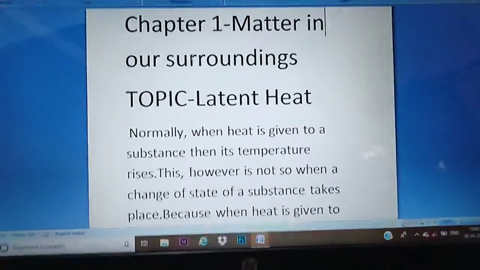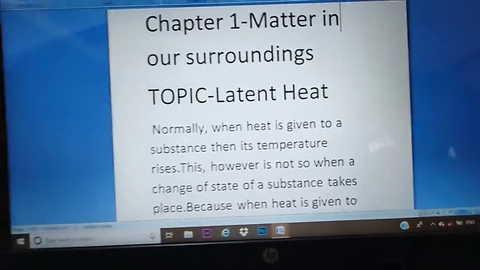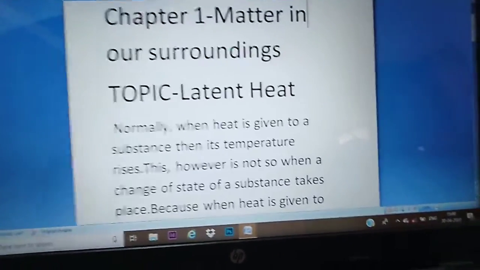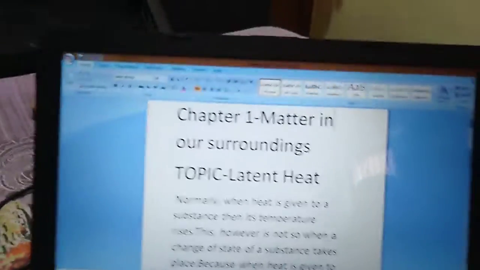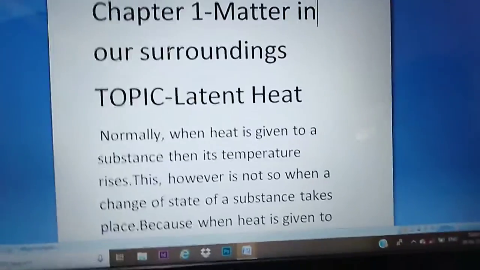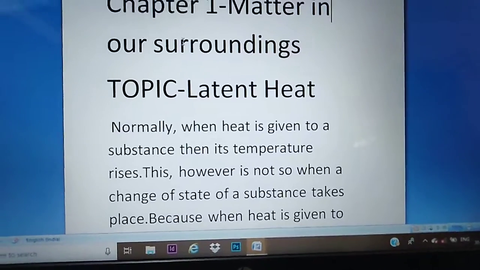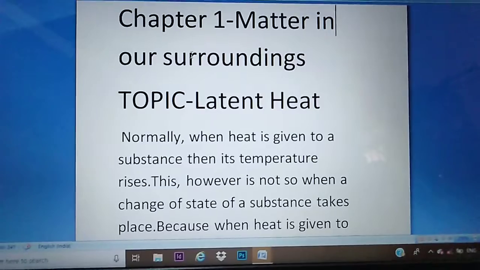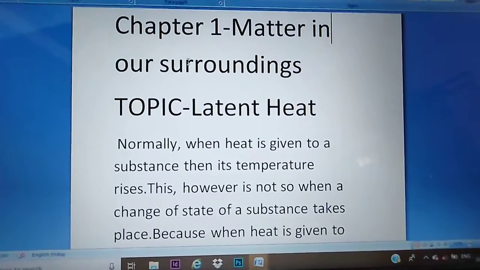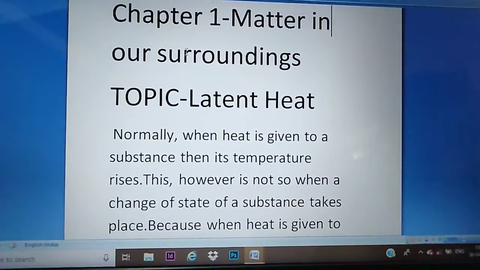So as you know, we are studying the chapter Matter in Our Surroundings, and in that we go through the topic of the change of state. Now we know that when there is a change of state, it can be accompanied by either a change of temperature or a change in pressure.